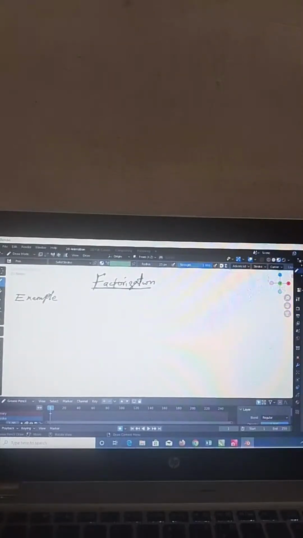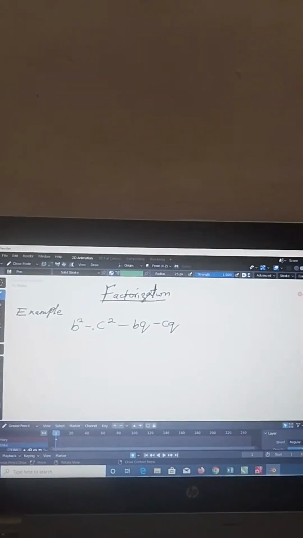Let's see an example. We have, let's say, b square minus c square minus b cube minus c cube. Okay, so how do we factorize this type of equation? What we need to do is to rearrange, to collect like terms. So that's the first thing to do.